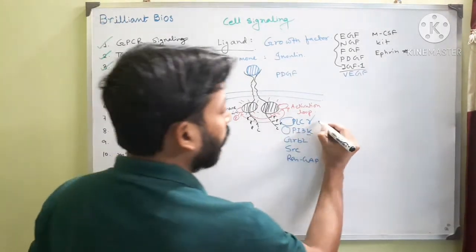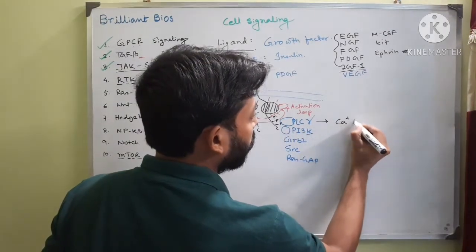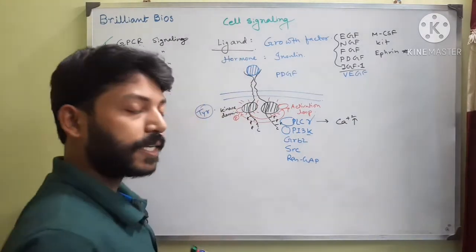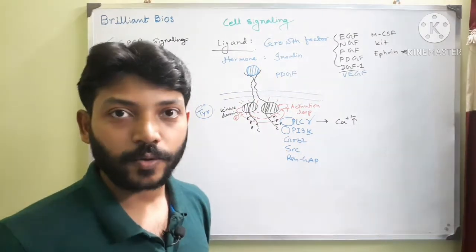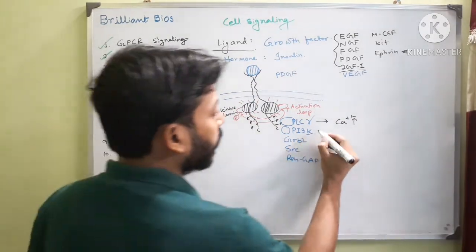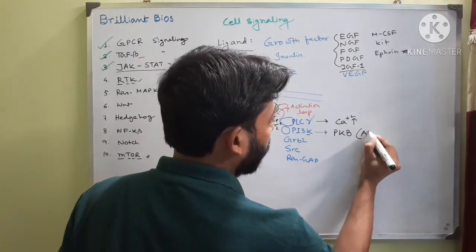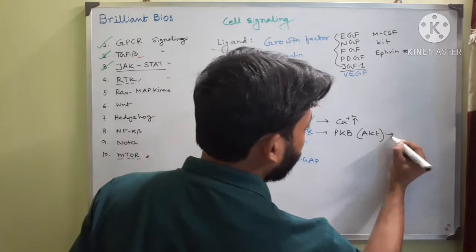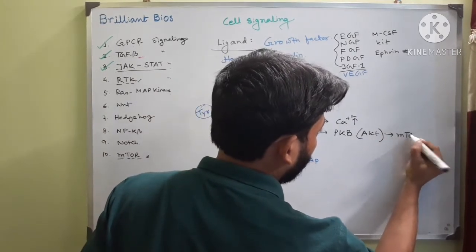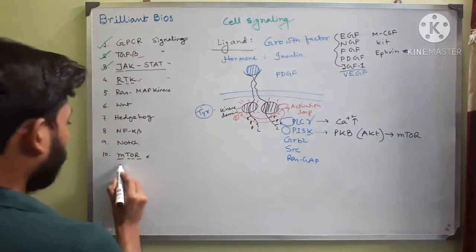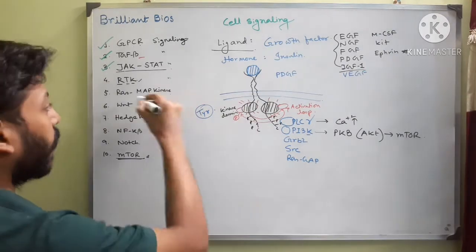Now PI3 gamma can activate calcium level, increase the calcium level, and that actually helps in many different cellular functions. PI3K can activate a kinase called PKB, protein kinase B, also known as AKT pathway. AKT actually helps in the activation of a pathway called mTOR pathway. You can see here, this mTOR pathway can be activated by RTK pathway also.